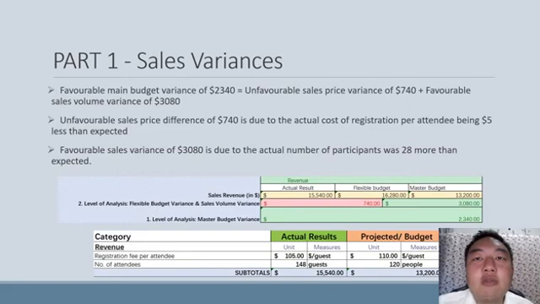According to that chart, we can see that the favorable main budget variance of 2,340 is made up of an unfavorable sales price variance of 740 and a favorable sales volume variance of 3,080. From this table, we can see that the unfavorable sales price variance of 740 is due to the actual cost of registration per attendee being $5 less than expected.